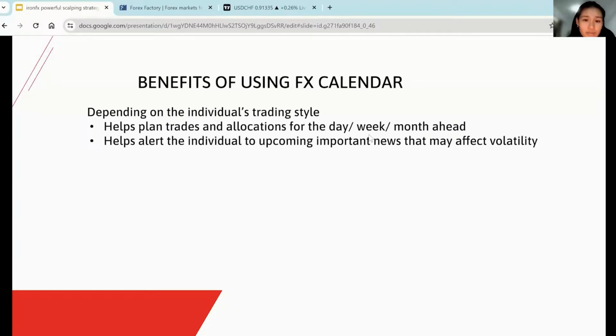A couple of benefits of using an FX calendar include helping you to plan your trades and allocations for the day or the week or the month ahead, since it allows us to look at all of the economic events for the upcoming week or month, as we saw earlier. It also helps to alert the individual to upcoming important news that might happen and may also affect volatility.